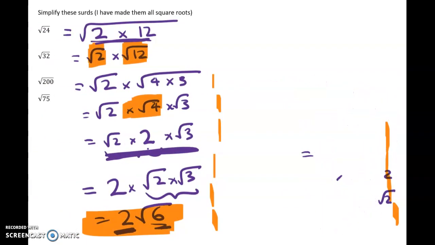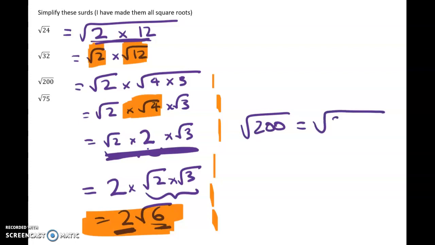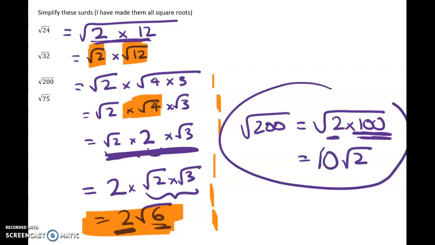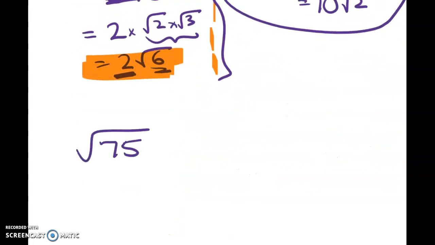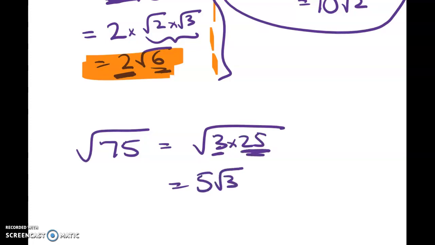Next up, we've got the square root of 200. So the square root of 200 is equal to the square root of 2 times 100. And that's the same as the square root of this times the square root of this. Square root of 100 is 10, so I get 10 root 2 in there. And you can see how fast that is compared to doing all of that, right? Lastly, the square root of 75 is equal to the square root of 3 times 25. This isn't a square, but this is a square. The square root of 25 is 5, so I get 5 root 3.